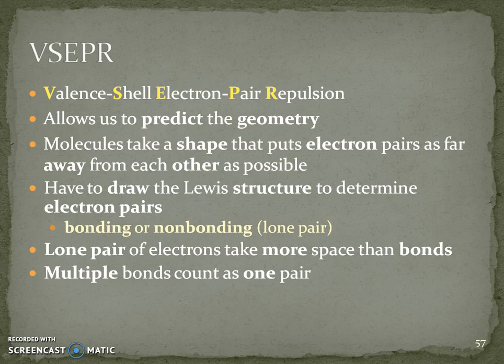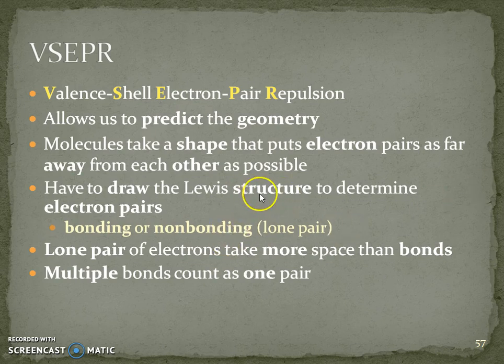So again, this VSEPR model allows us to predict the geometry. It gives these molecules a shape that we can understand why these electron pairs or bonds or double bonds or triple bonds are pushing everything else away from themselves. Remember that electrons repel themselves, so that's why they're going to be pushed as far away from each other as possible.